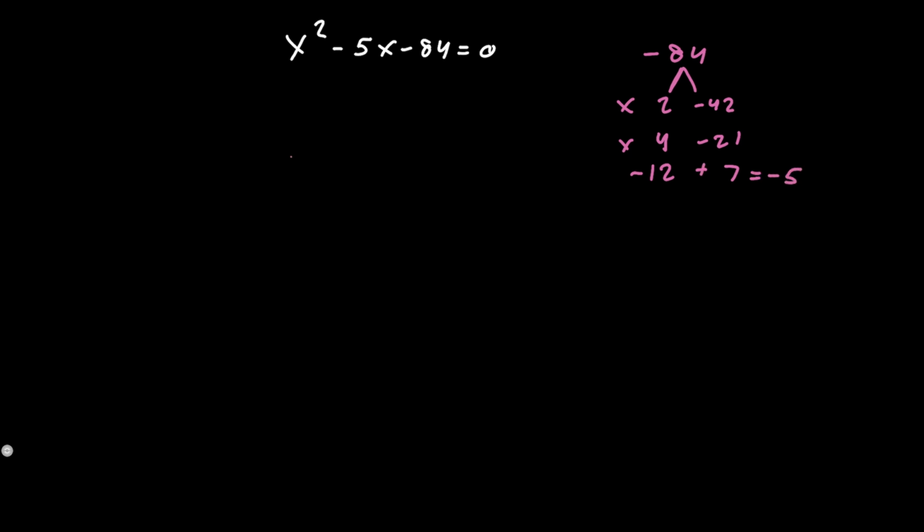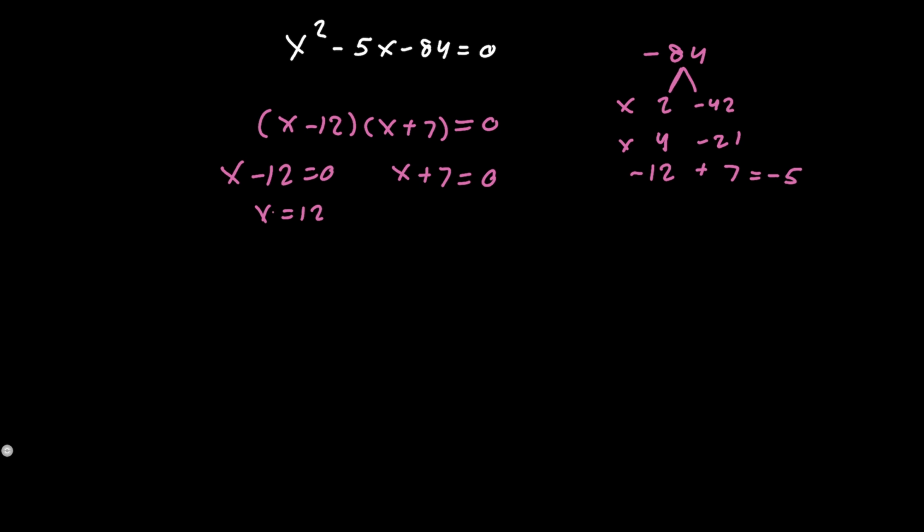So we could finally rewrite our quadratic as x minus 12 times x plus 7 is equal to 0. It doesn't really matter how you write your factors. I could have written it as x plus 7 first, but it doesn't really matter the way you order your factors. Just a little reminder. And by the zero factor property, we're going to have x minus 12 is equal to 0, and x plus 7 is equal to 0. And then here solving for x, we get x is equal to 12. And finally, x is equal to negative 7.